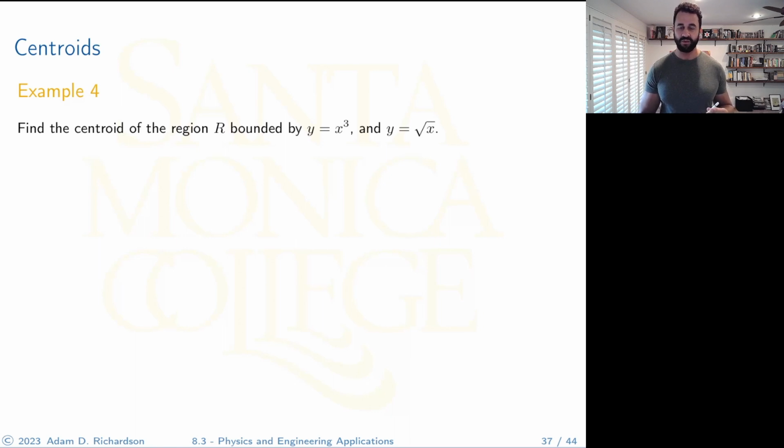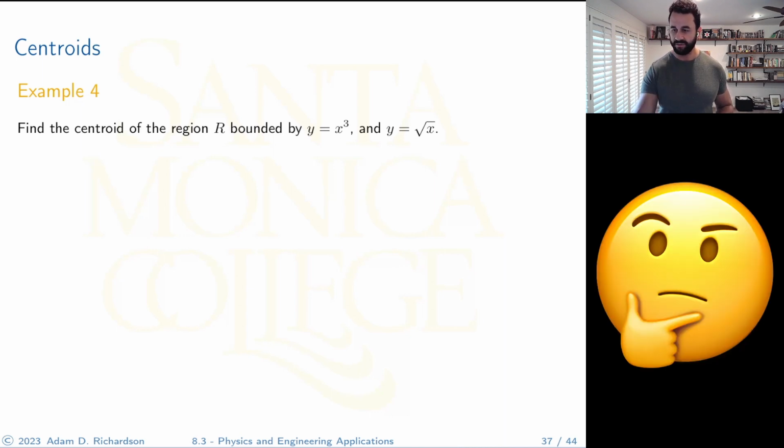So let's find the centroid of the region R bounded by these two functions, y equals x cubed and y equals square root of x. And I want you to try this one on your own, all right? So let me throw up the thinker. Think about how you would start for a minute.